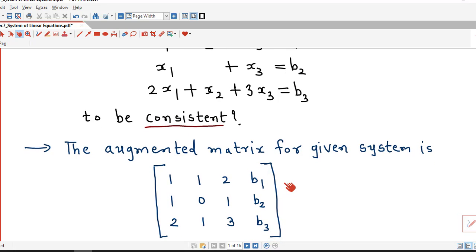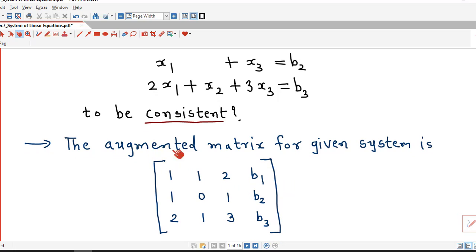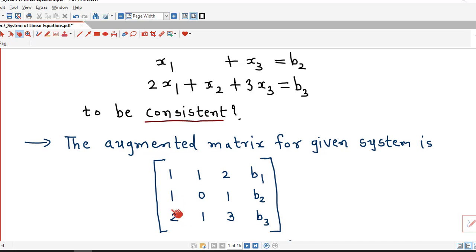So we convert this augmented matrix into row echelon form, and from row echelon form we will find out the conditions on b1, b2 and b3 for the given system to be consistent. To convert this into row echelon form, we start with the first non-zero entry of the first row, which is 1, and we must have these two entries 0 for row echelon form.